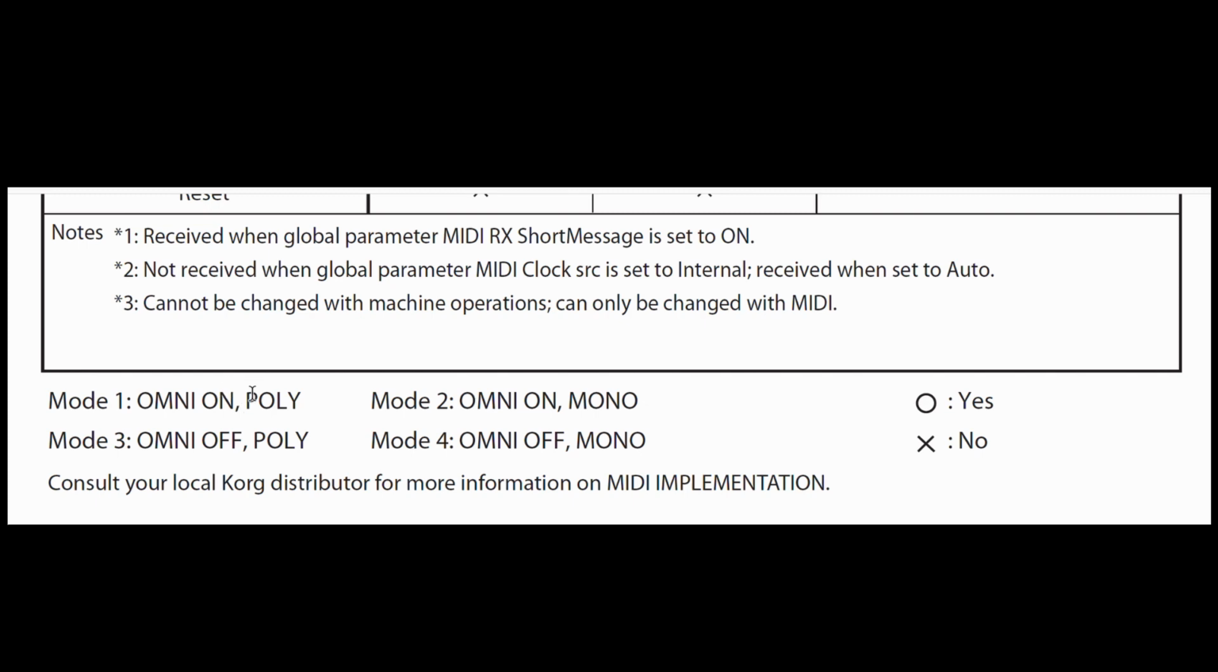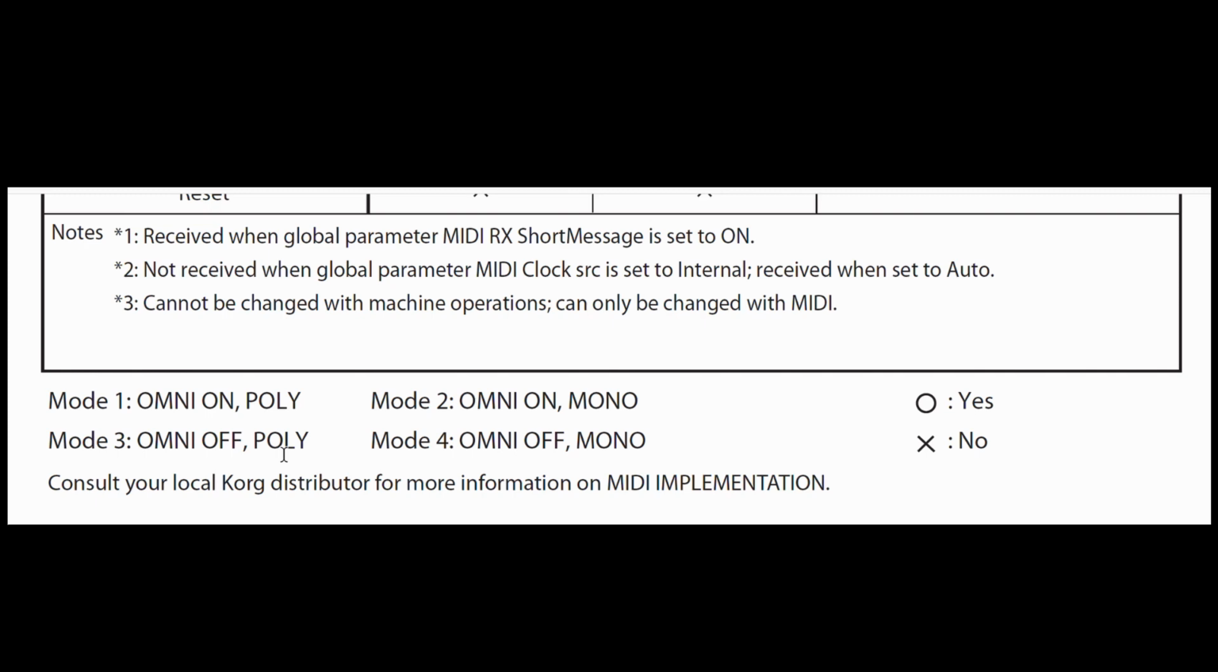Or can it receive poly, meaning can it receive more than one MIDI note at a time? Or is it mono? It can only receive one MIDI note at a time. Our instrument is mode 3, omni off, so it can only receive on one channel, and poly, which means it can receive multiple notes at the same time. However, the Korg bass is a mono instrument, so it's only going to play one note at a time.